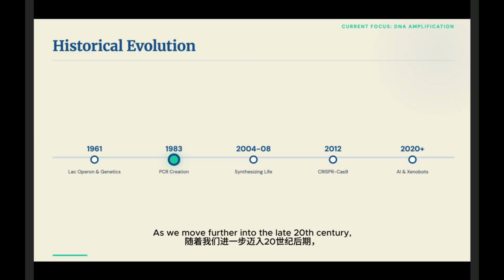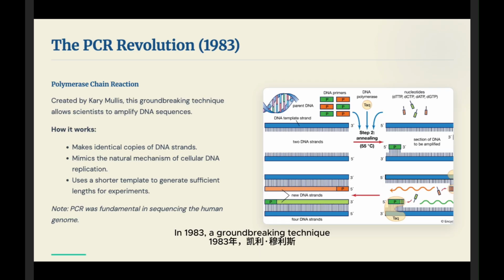As we move further into the late 20th century, our ability to manipulate DNA required a way to scale and amplify genetic material. This brings us to our next major milestone in 1983, a breakthrough that completely revolutionized DNA amplification. In 1983, a groundbreaking technique used to amplify DNA sequences was created by Kary Mullis.